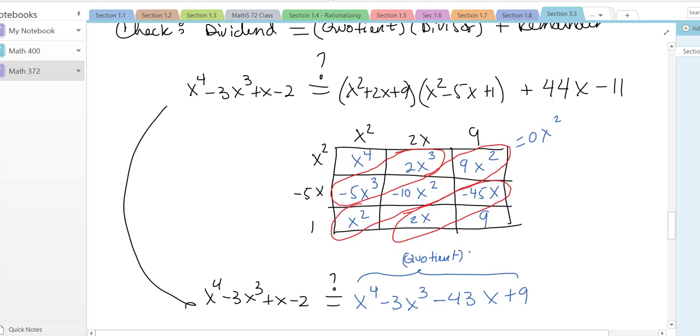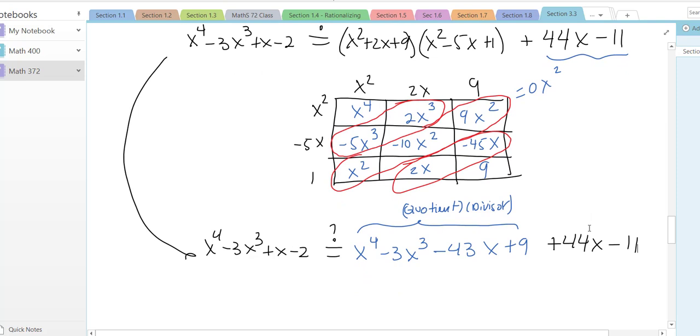Right, this is the quotient times divisor. But notice I still have my remainder. So let's add the remainder, plus 44x minus 11. Okay, so my remainder made me question my math, but good thing that we checked it, because now notice that we get x to the fourth minus 3x cubed. The minus 43x plus 44x gives us plus x, and plus 9 minus 11 gives us minus 2. So that is the dividend.